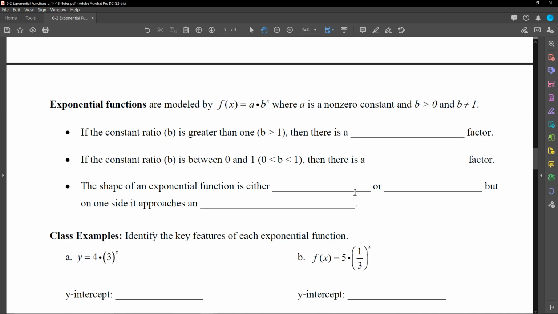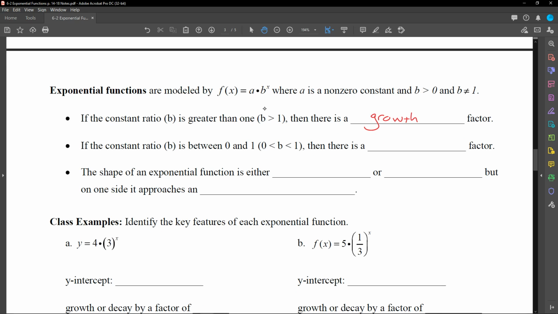In general, for exponential functions, they can be modeled by the general form f of x equals a times b to the x, where a is a non-zero constant and b is greater than 0 and not equal to 1. Therefore, if b is greater than 1, then we would consider this exponential growth. B is our growth factor, that number underneath the x, the base of our exponential. If b is between 0 and 1, then this is exponential decay. B is our decay factor.